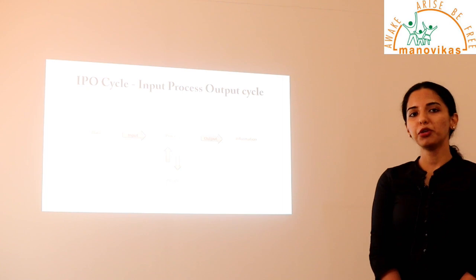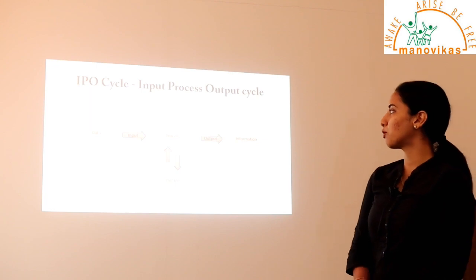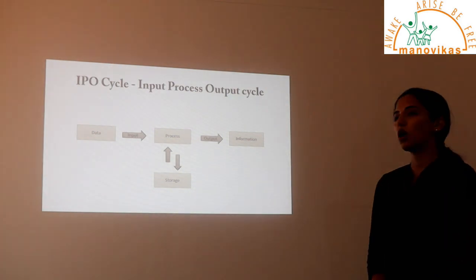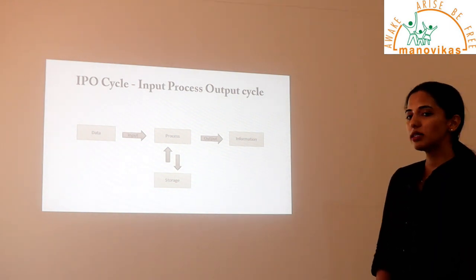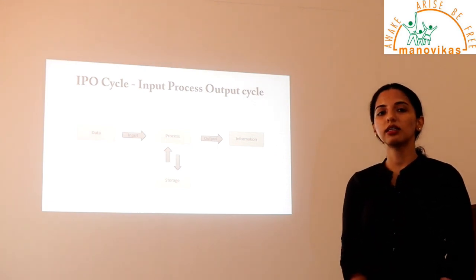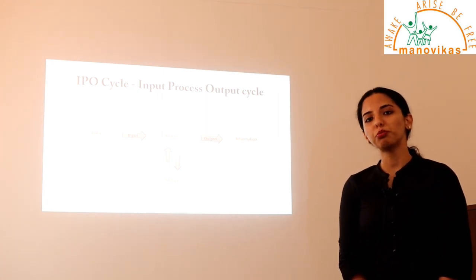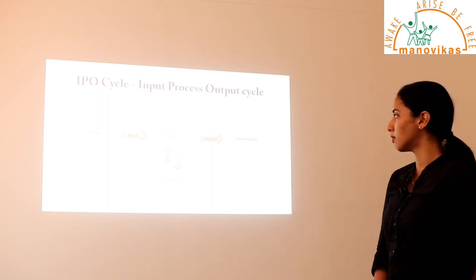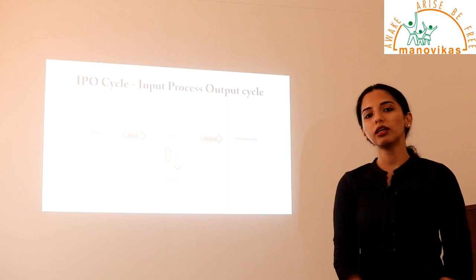IPO cycle. IPO stands for input, process and output. The input that we give to the computer is the data, the text and the numbers. Once you input it, it goes to the CPU for processing. Once the data has been processed, the output that we get is the information or the result. This output is given by the output devices like the monitor, the printer or the speaker. We also have a storage unit that stores data in the computer.